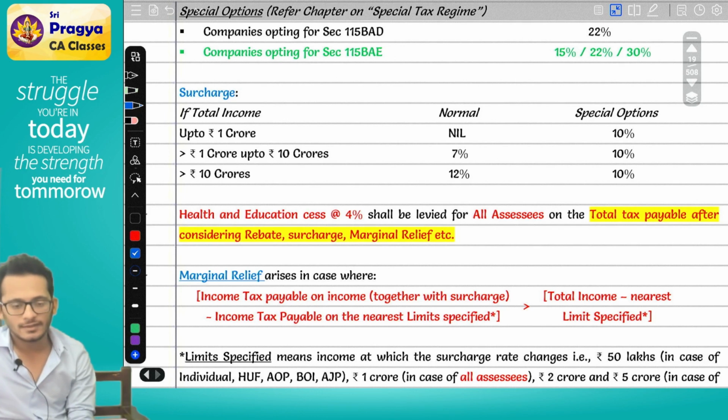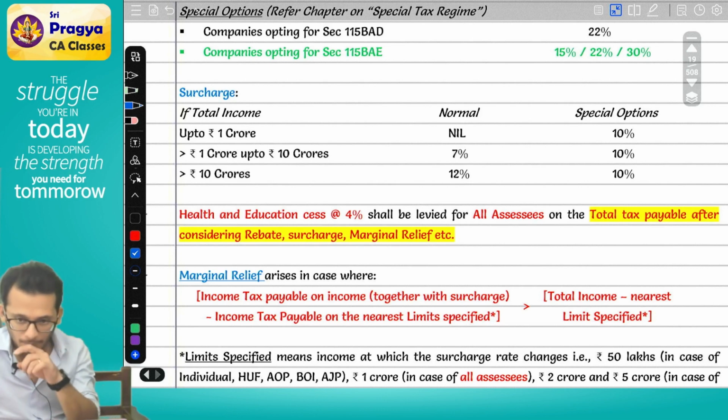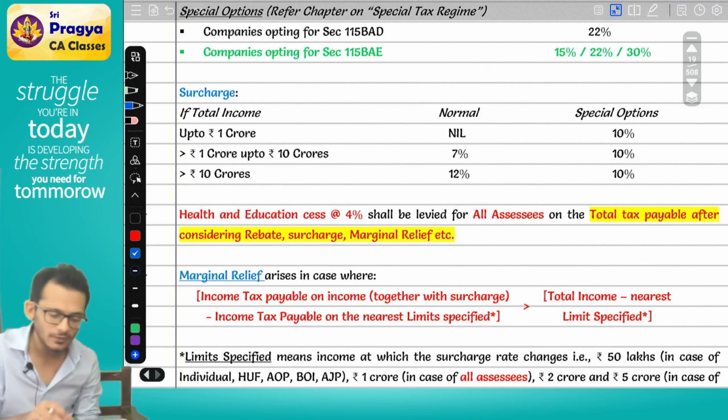This is your tax rates. Any doubts? No? Rebate will not be available for companies. Rebate will not be there for companies. It is not for companies.